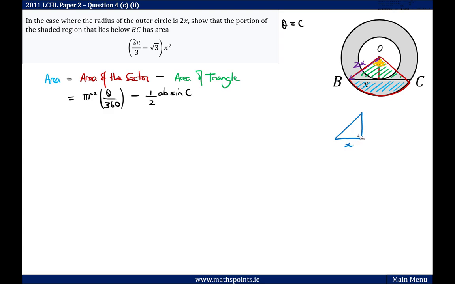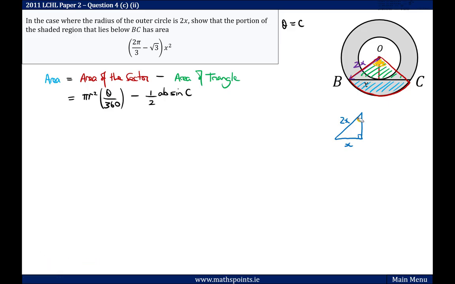And the side here we had as small r before, but we're not going to need it in this question. And the hypotenuse is 2x. And what we're trying to find is this angle up here.